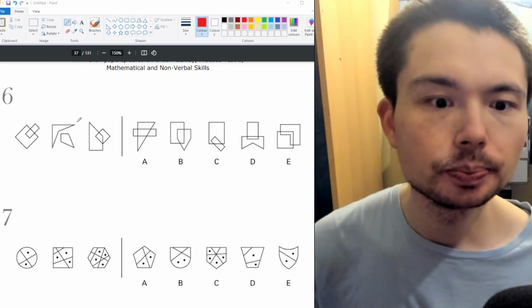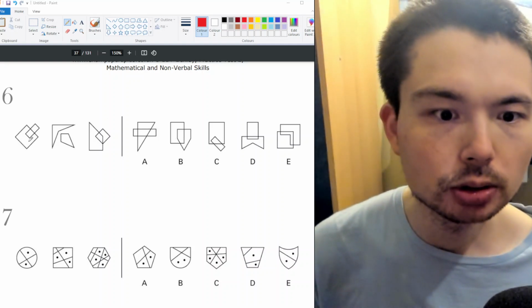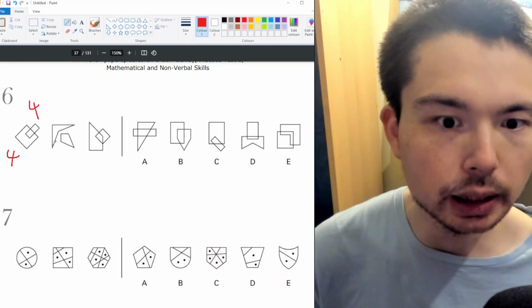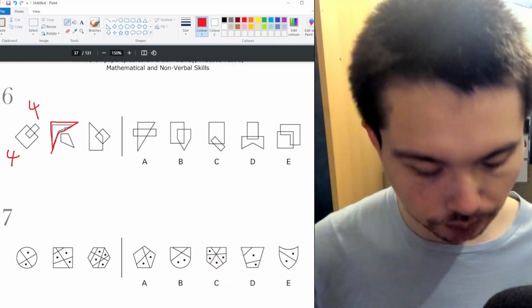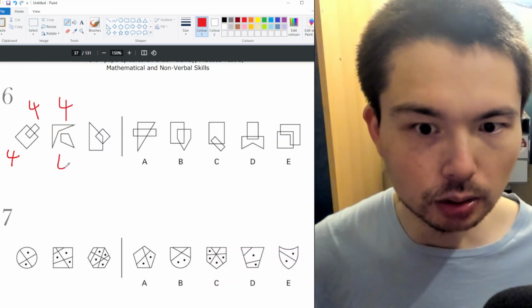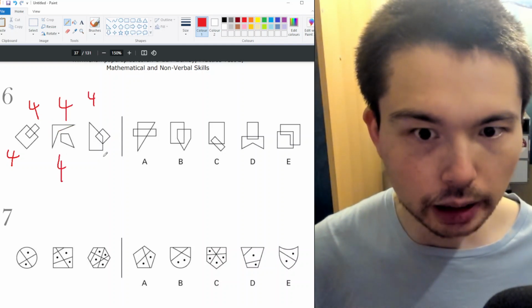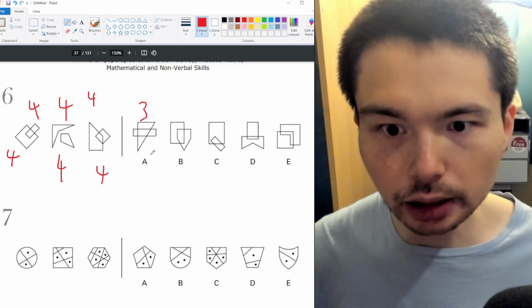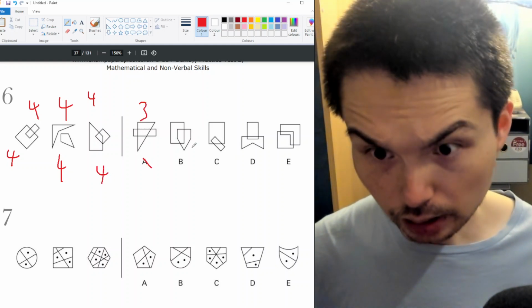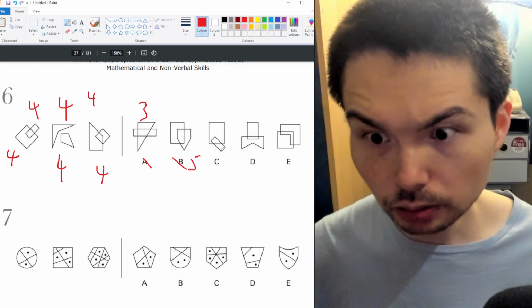Question 6. Lots of shapes, count. So big one, 4, little one, 4, count. 1, 2, 3, 4. Diamond, 1, 2, 4. Here, 4. They're both 4. Okay, 4, there's a triangle, no. Pentagon, here, 5. No. 4, 4, yes.